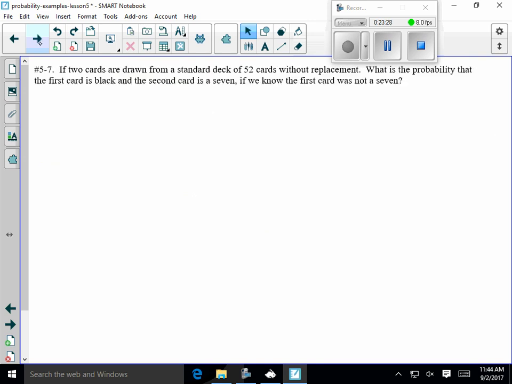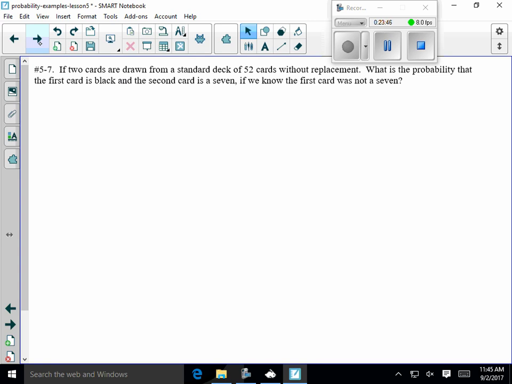Okay, let's look at one more problem. If 2 cards are drawn from a standard deck of 52 cards without replacement, what is the probability that the first card is black and the second card is 7 if we know the first card was not a 7? Okay, pause that and then give that a try.